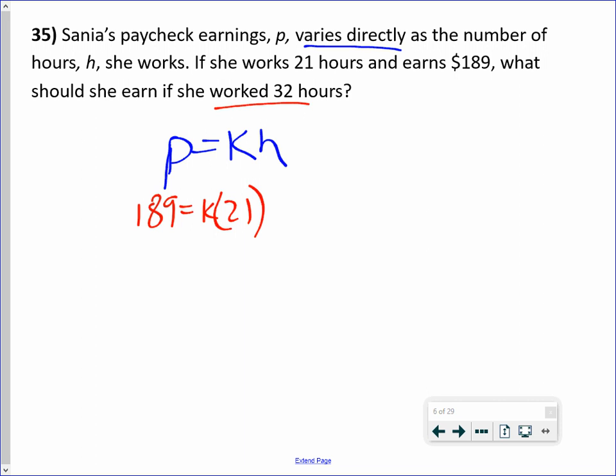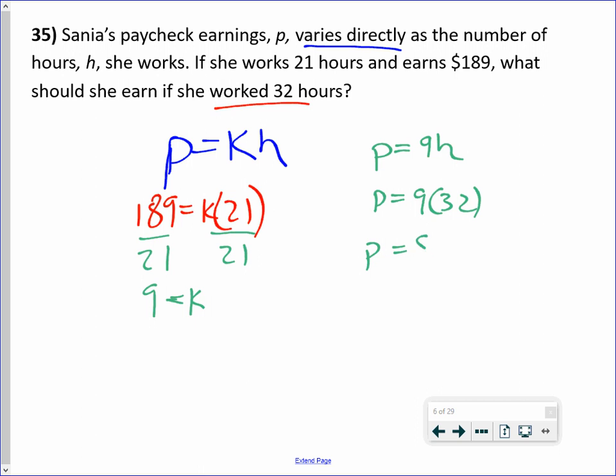Well, first we have to figure out what K is. So we divide both sides by 21, and you'll get K equals 9. So she's making $9 an hour. So then we plug that in. So now we know that her specific equation is pay equals 9H, because we know that K is 9. And so if she works 32 hours, that's just 9 times 32, and her pay is $288.